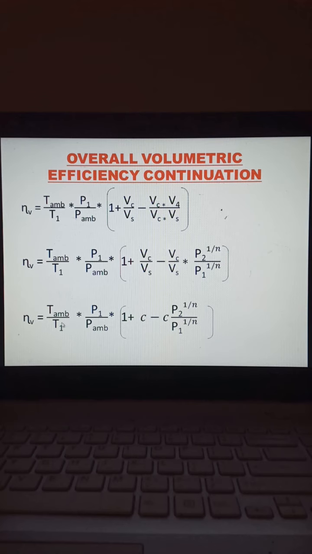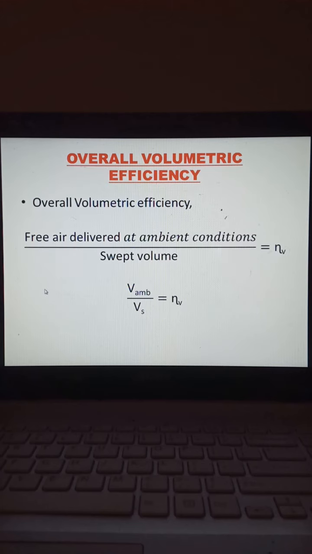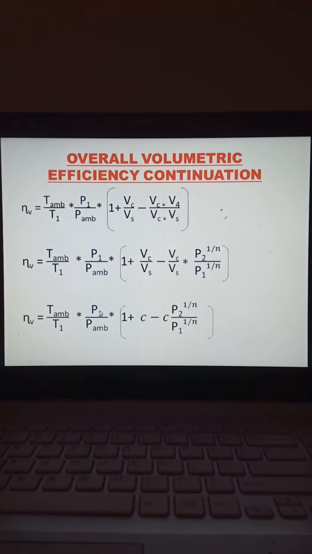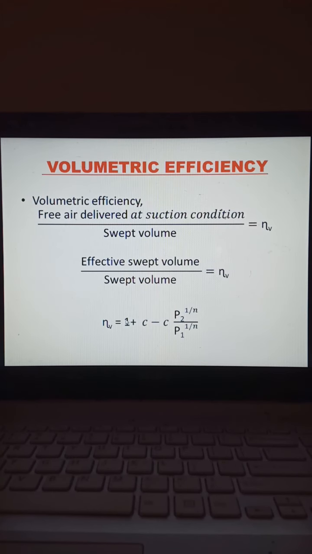So in this equation, when you replace Tamb by T1 and Pamb by P1, then the equation will look like this: 1 plus C minus C into (P2 divided by P1) the whole raised to 1 by n. This is the formula for calculating the volumetric efficiency.